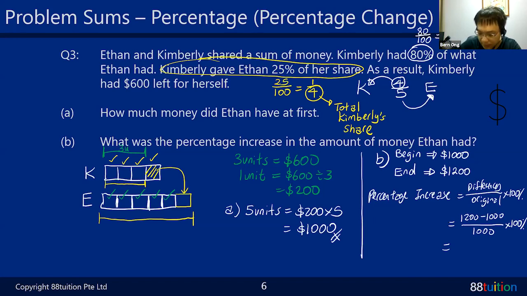Answer is 20%. Very good. Many of you got it. All right, I love math. Yeah, got it, 20%. Very good. All right, so easy question like this, please. Percentage, got one, secure the marks.